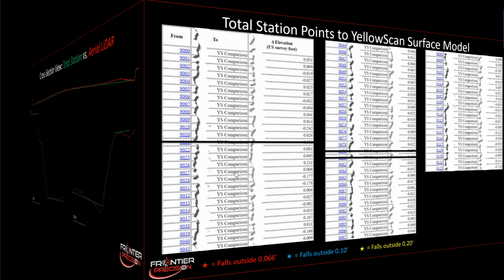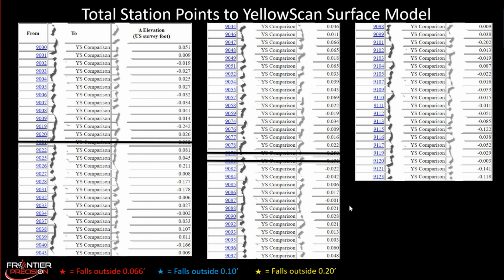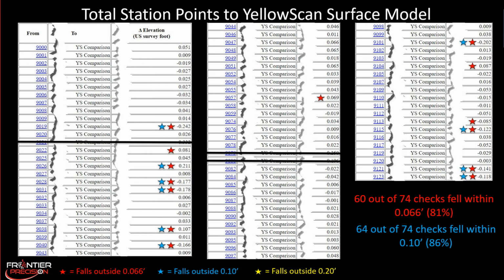And then looking at this, when we flew this, we had to throw 3 points out because I think there was some trash or something in the gutter of the road. But comparing that surface model to our total station cross-section points, 81% of our checks fell within 2 centimeters. So I was really surprised. 60 out of 74 were within our 2 centimeter mark. 86%, a little bit better, fell within that 10th. And then we had 3 of them that fell outside of the 2/10. So again, very, very good.